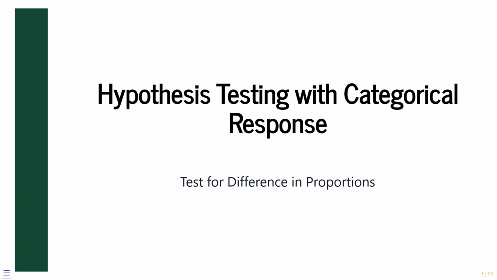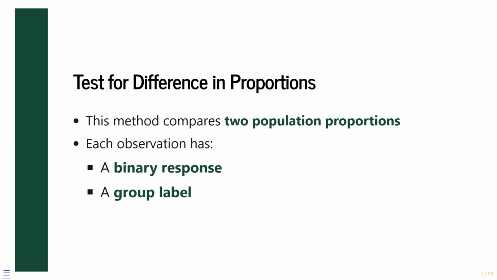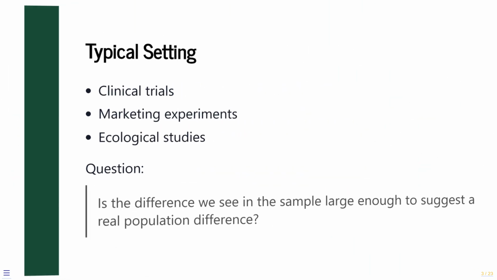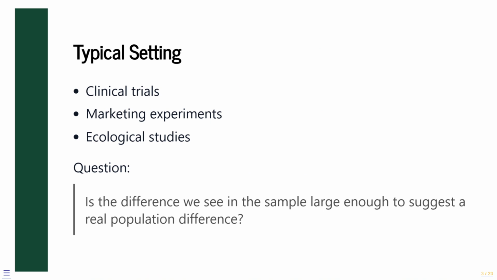The test for difference in proportions compares two population proportions. Each observation has a binary response, and the explanatory variable tells us which group the observation belongs to. This method is common in clinical trials, marketing experiments, and ecological studies. The main question is whether the difference seen in the sample is large enough to suggest a real difference in the populations.